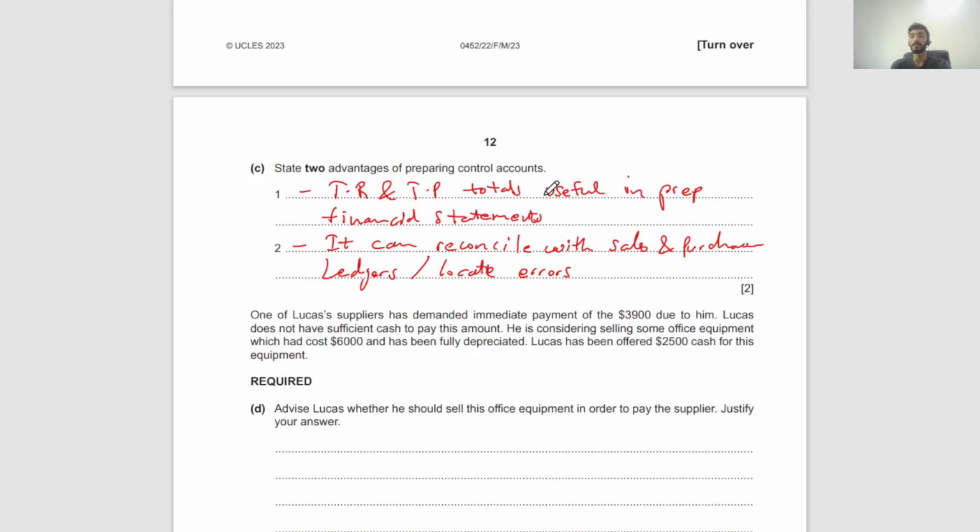There are more. It helps reduce fraud because, again, you can compare your individual sales and purchase ledger account totals with the control accounts. And so if there's any fraud taking place, you can even catch it. So it helps reduce fraud, it helps locating errors, and it helps in preparation of financial statements.